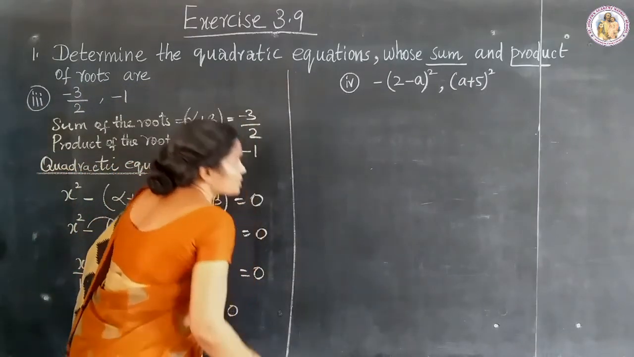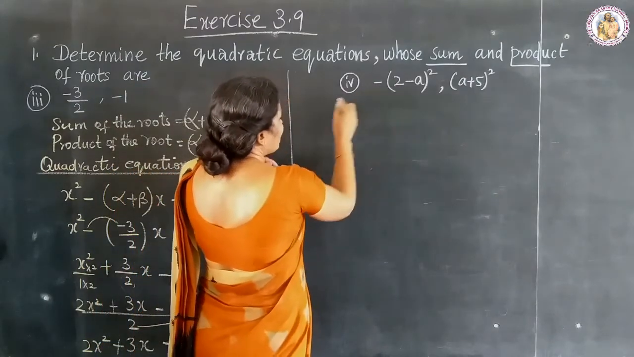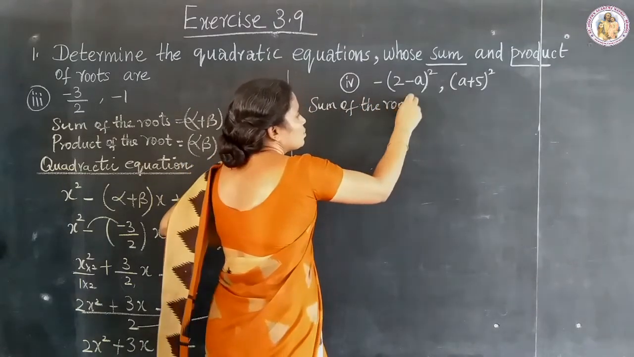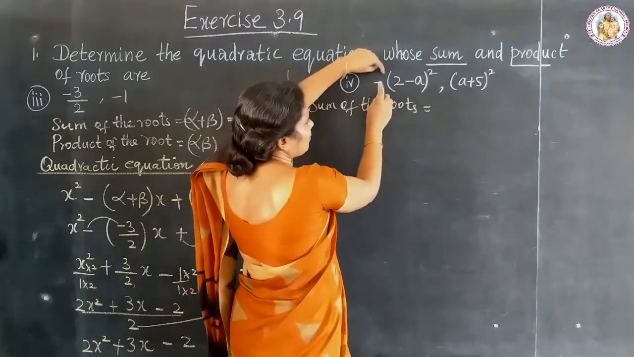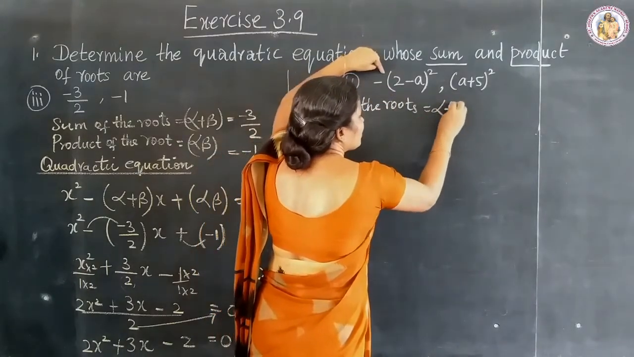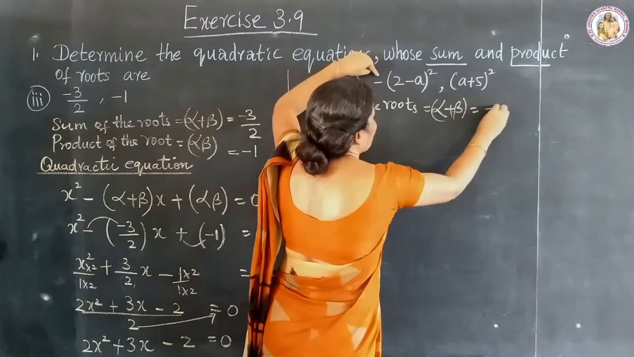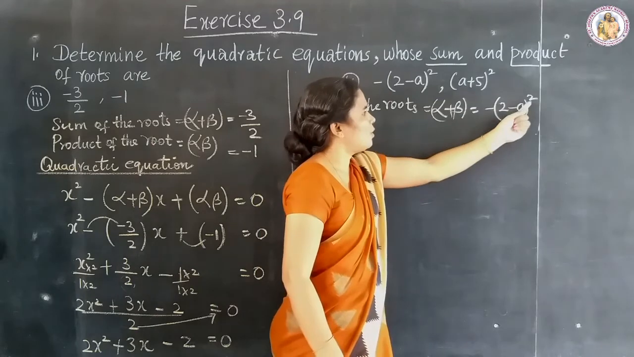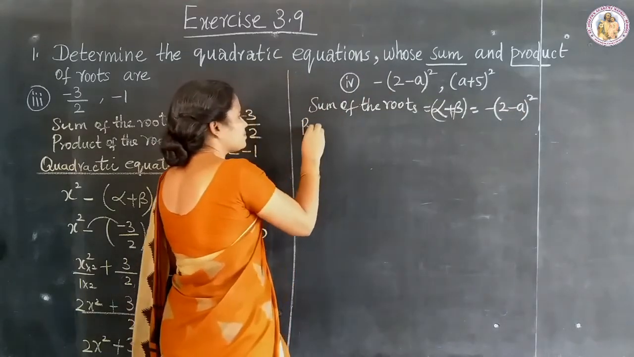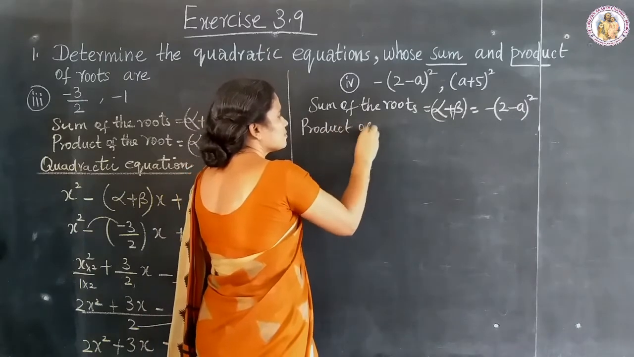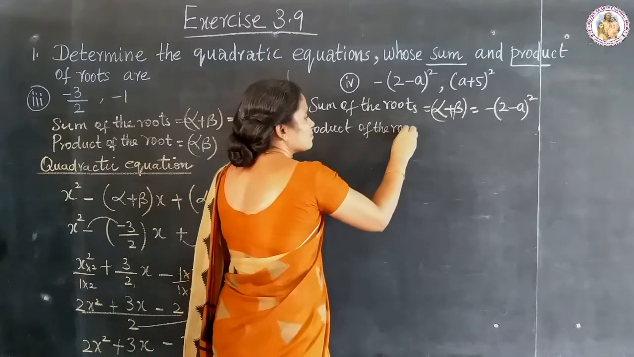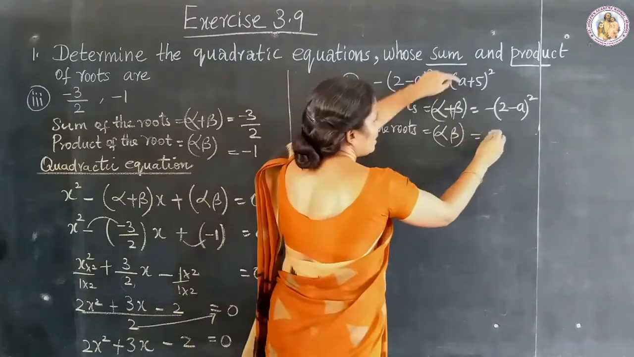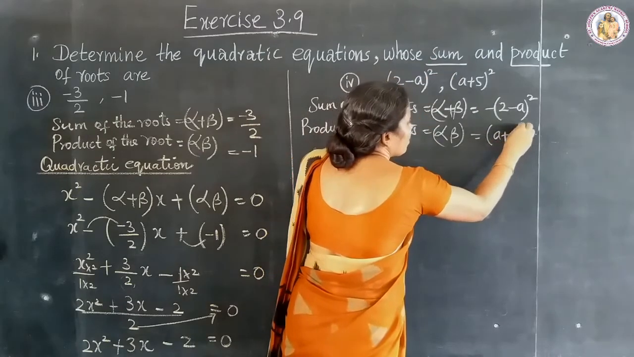Now let us go on with question number 4. Sum of the roots is equal to minus 2 minus a whole square. That is minus 2 minus a whole square. And product of the roots is equal to alpha into beta is equal to a plus 5 whole square.